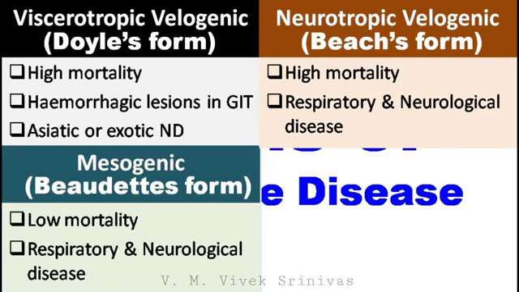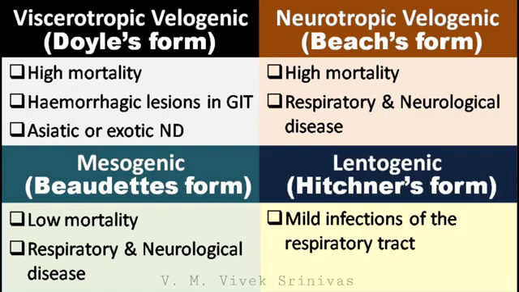Number 3. Mesogenic form, also called Beaudette's form, where moderate respiratory and neurological disease are observed. This form causes low mortality in flocks. And last, lentogenic form, also called Hitchner's form, where mild respiratory tract infections are observed.